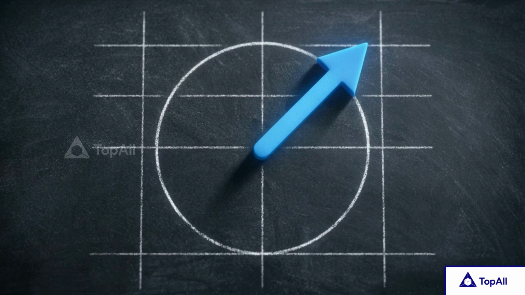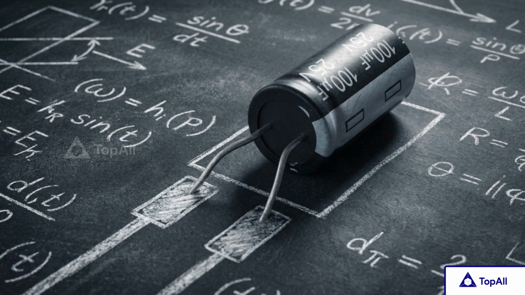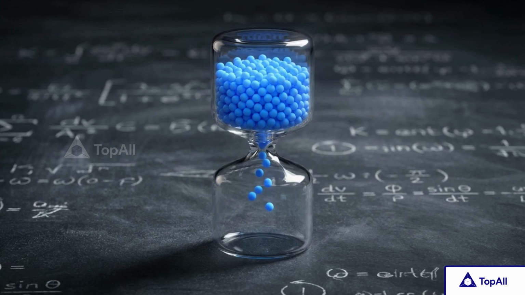This diagram acts as a frozen snapshot. It tells us the relative timing of every wave in the circuit, without us having to plot out the entire timeline. This snapshot is vital when we introduce components like capacitors, which act as a sort of electrical buffer, causing the current to reach its maximum slightly before the voltage does.